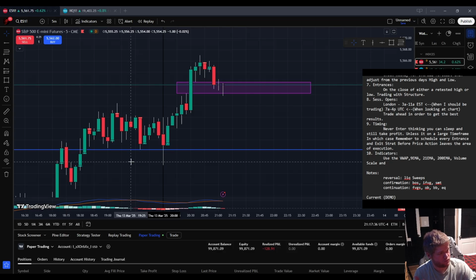I'm going to keep watching, and then I'm going to rewind and figure out break of structure, order block, breaker block, and inverse fair value gap again.